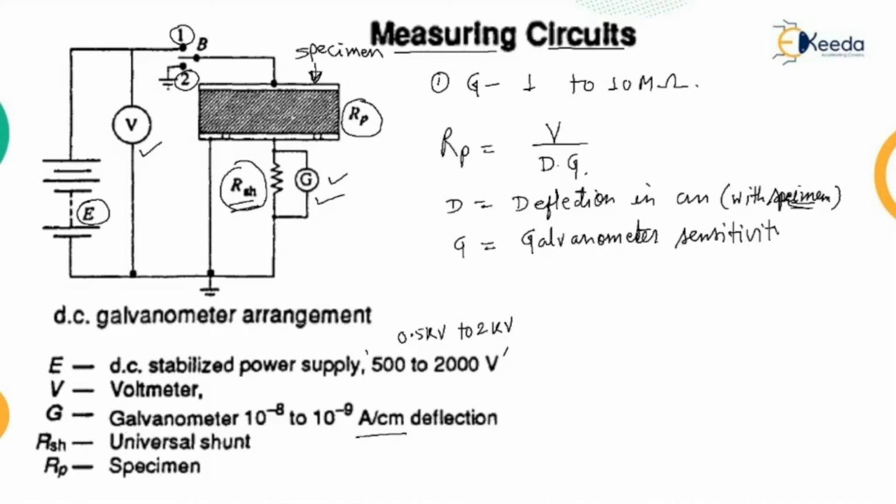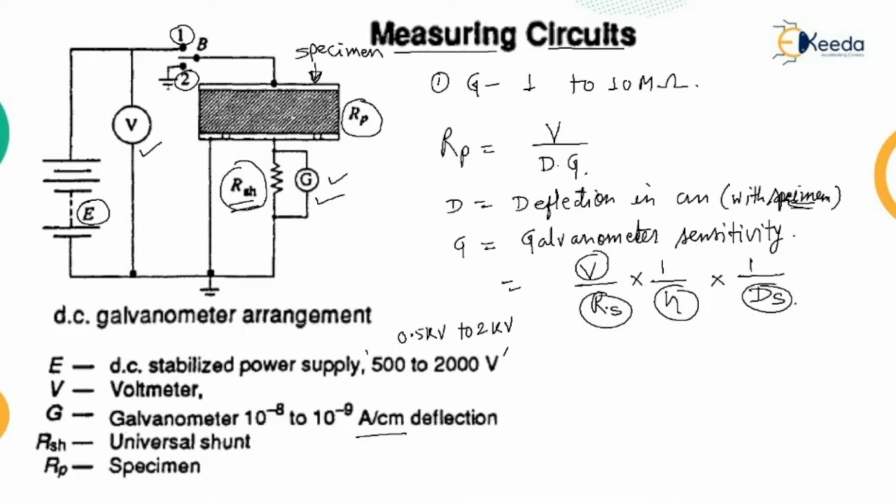Galvanometer sensitivity. This G can be given by the equation V upon Rs into 1 upon N into 1 upon ds. So this particular circuit can be used, where N is the universal shunt ratio, ds is the deflection in centimeters with the standard resistance in position, Rs is the standard resistance used for calibration, and V is the supply voltage.